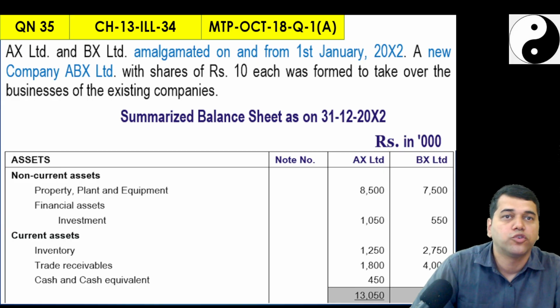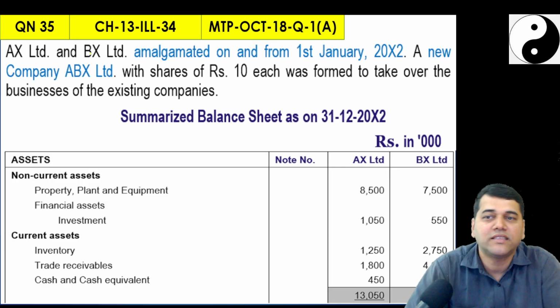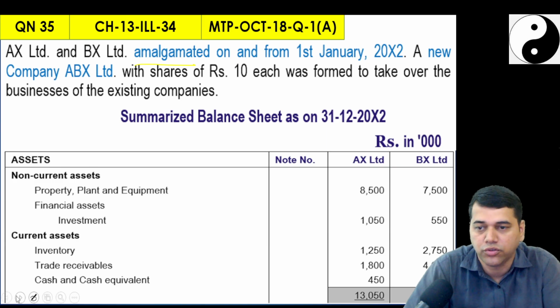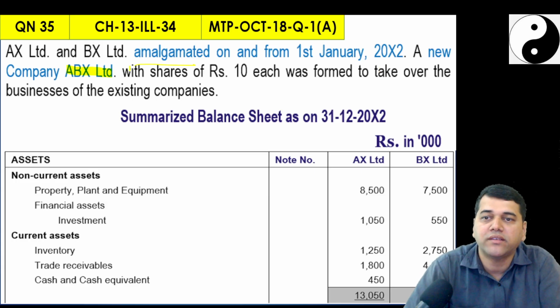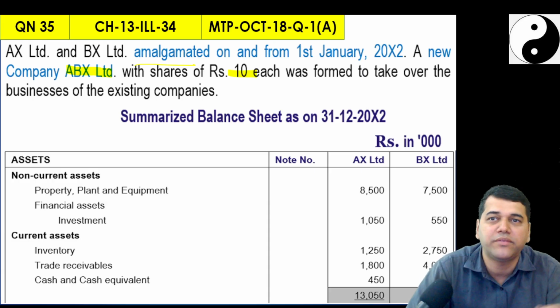A very famous question called AX, BX and ABX. AX Limited and BX Limited amalgamated on 1st of January 2002. A new company called ABX Limited, with shares of 10 each, was formed to take over the business of both the companies. That ABX is only for a namesake.